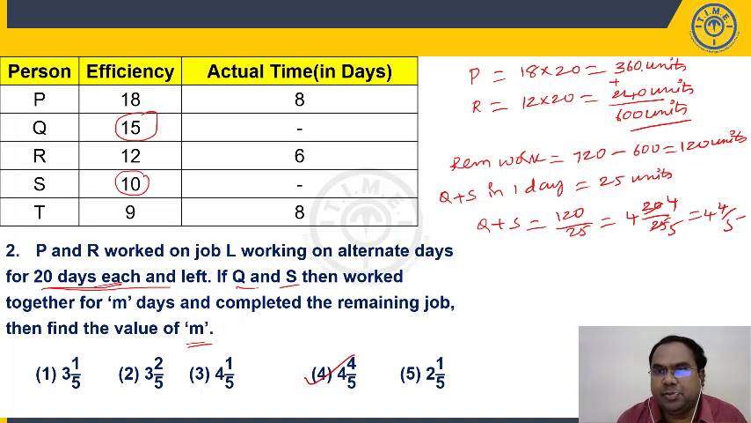20 days P is completing 360 units, 20 days R is completing 240, total 600 units. Remaining work is 120 that has to be completed by Q and S together. So in one day they will do 25 units. So 120 units means 120 by 25, 4 by 5 days.